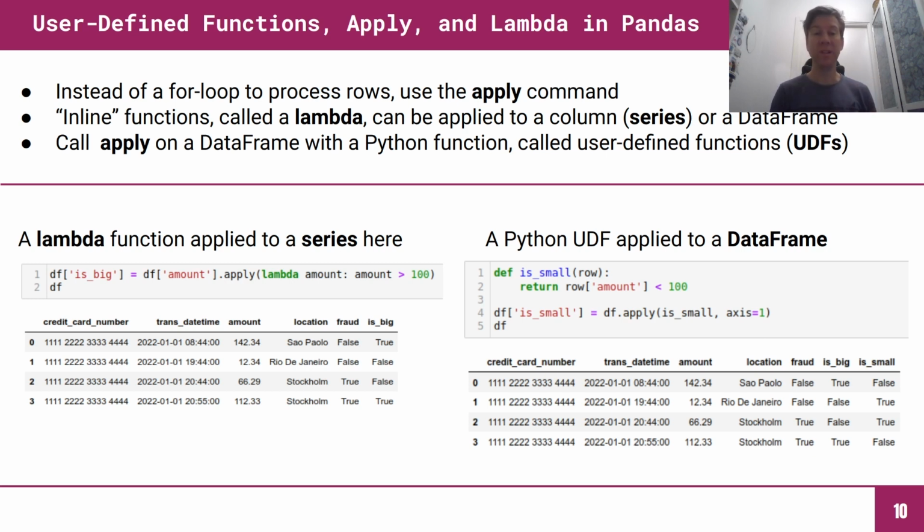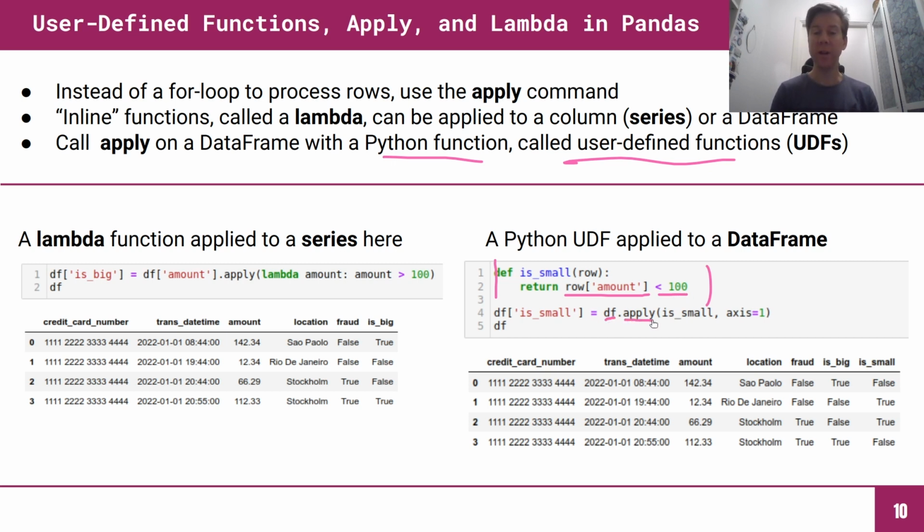What we typically do instead is define a Python function, and that Python function we call a user-defined function. This Python function that we can see here on the screen is called isSmall. It takes as a parameter a row, and within that row it extracts the amount column and returns whether that value is less than 100 or not. So this isSmall function we can actually apply to our data frame using the next line.